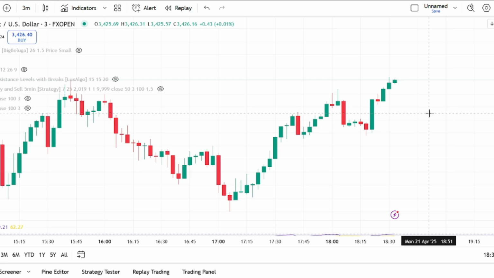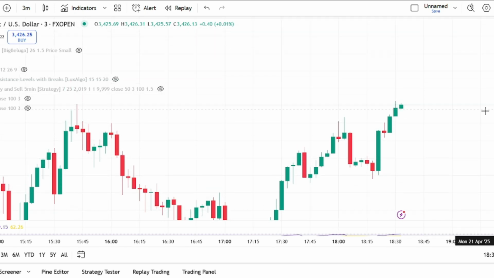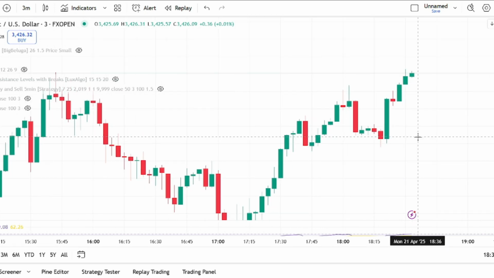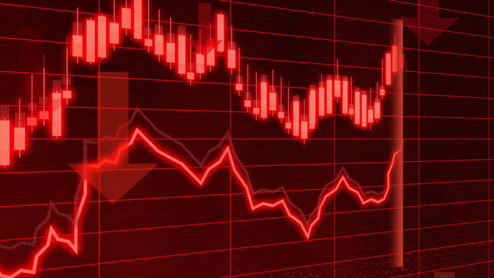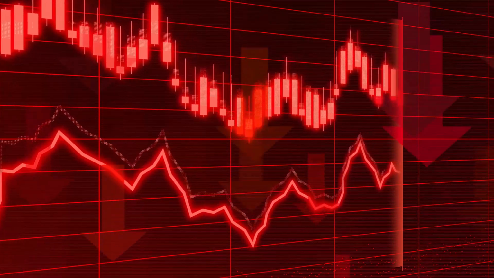How to add it on TradingView. Now, this part is super simple. Go to your TradingView chart. If you don't have a TradingView account yet, I'll drop a link in the description below. You can sign up for free and start customizing your own workspace.